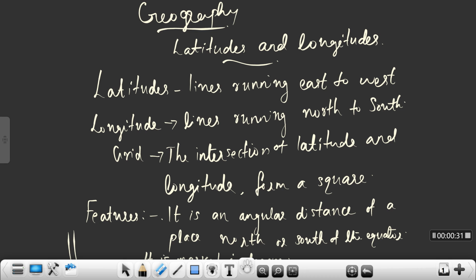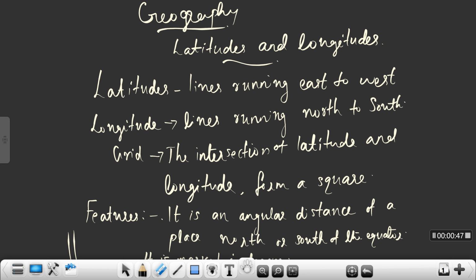Then what do you mean by latitude? The lines running east to west are known as latitude, or otherwise known as parallels to the equator. The lines that are parallel to the equator are known as latitudes.